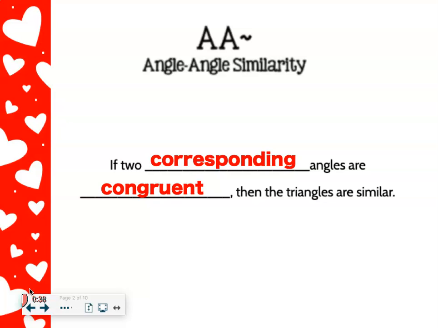Our first shortcut is angle similarity. You just see two angles in corresponding spots, congruent, and then that's enough info to say our triangles are similar.